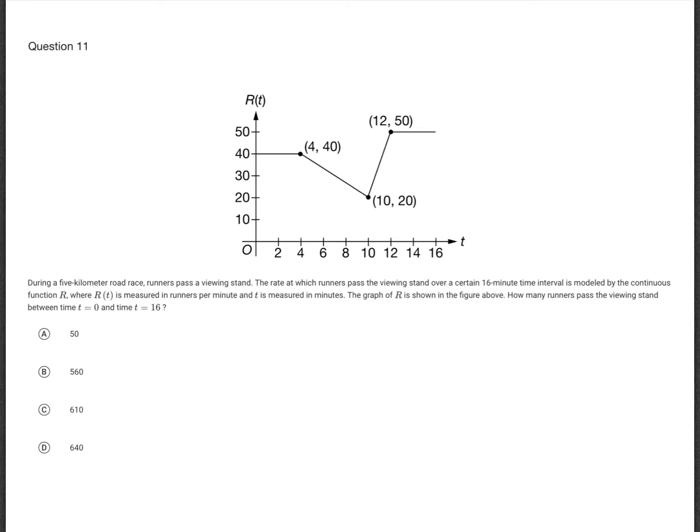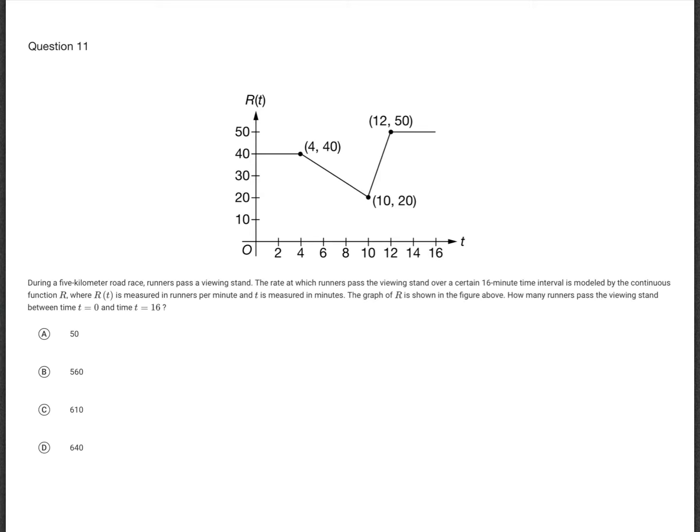Okay, during a 5-kilometer road race, runners pass a viewing stand. The rate at which the runners pass the viewing stand over a certain 16-minute time interval is modeled by the continuous function r, where r is measured in runners per minute and t is measured in minutes. Okay, so r is some rate function. The graph of r is shown in the figure above. How many runners pass the viewing stand between t equals 0 and t equals 16?